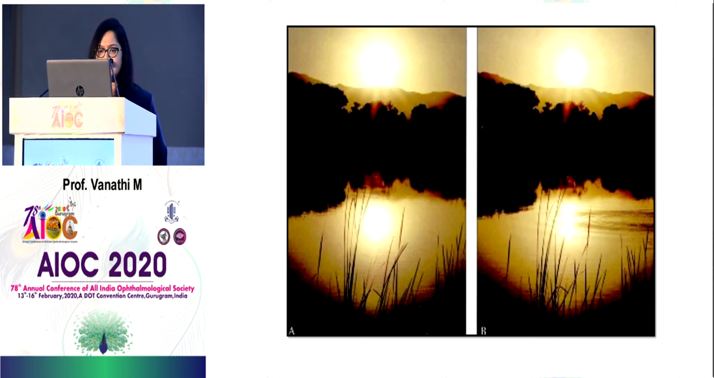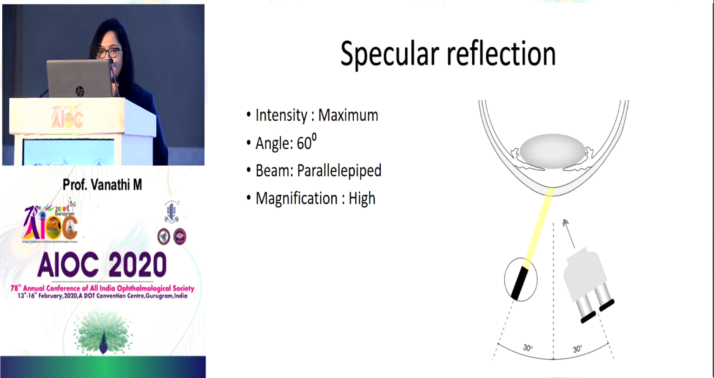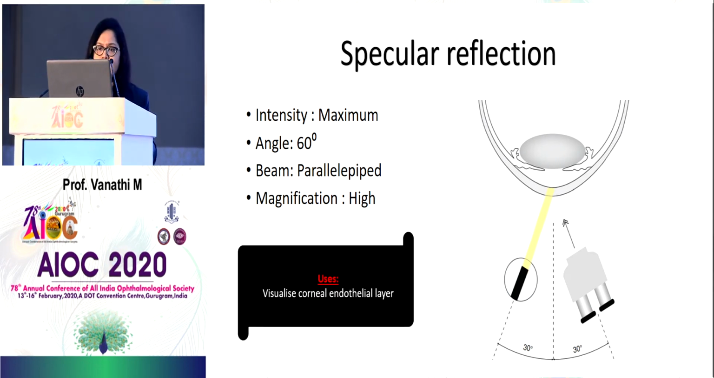So in this example you can see in the first diagram, the water is completely smooth, so the reflection is seen better. But in the second one there is ripple in the water, so the reflection is distorted. Similar thing happens with the cornea also. Here the intensity is kept maximum, and angle is usually 30 degrees. So whenever you are examining, your observation and illumination make an angle of 60 degrees, so 30 degrees each from the center. Beam is parallel pipette, and magnification is kept high. This you have to always remember, and this is used to visualize the corneal endothelial layer.